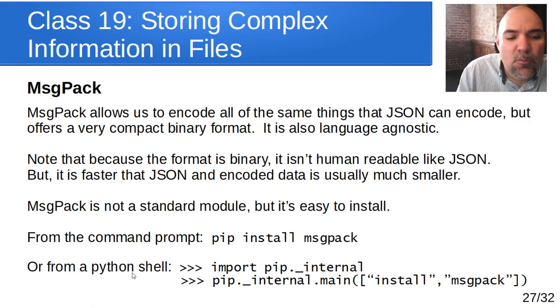Or one of the ways that I like to do this, I think is easy, is run a Python shell. And then from in the shell prompt, just import pip._internal. So this is actually doing the same thing in two different ways. And then once pip has been imported, then do pip._internal.main. And then you can pass in install msgpack, which is the same thing we put on the command line up here. We're just passing it into the main function and that will install MessagePack for you.